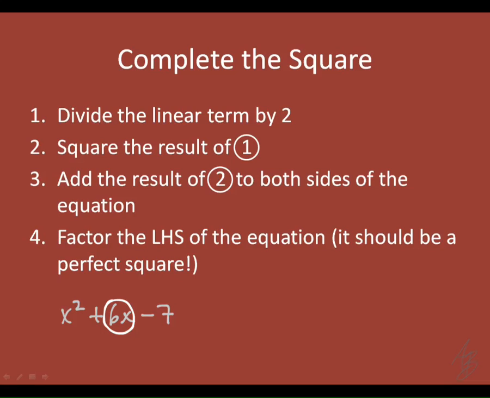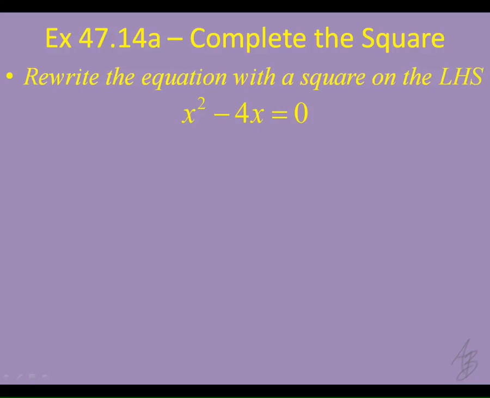All right, so let's complete the square here in this example, and we want to rewrite this equation then with a perfect square on the left-hand side of the equation. On the right-hand side, we'll have whatever's left. Now, do you guys recognize these numbers from anything? The x squared and the minus 4x?